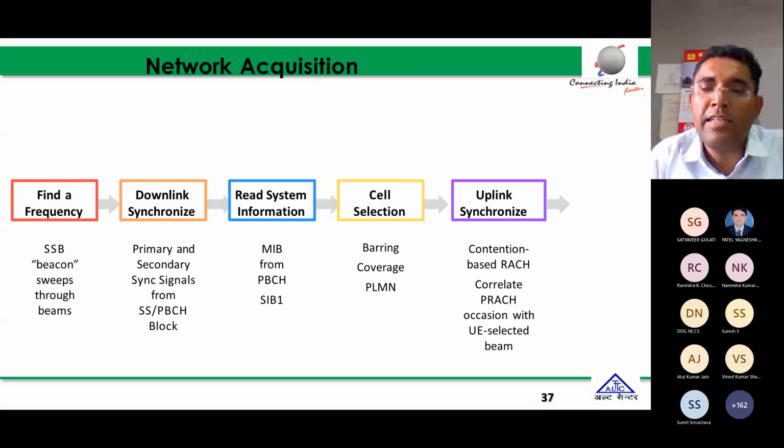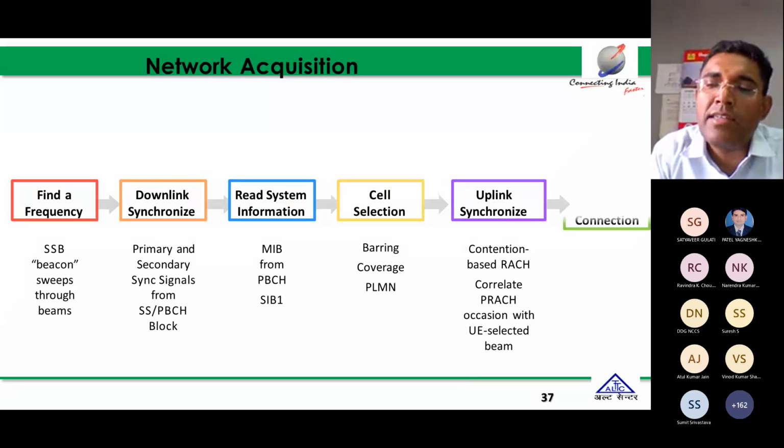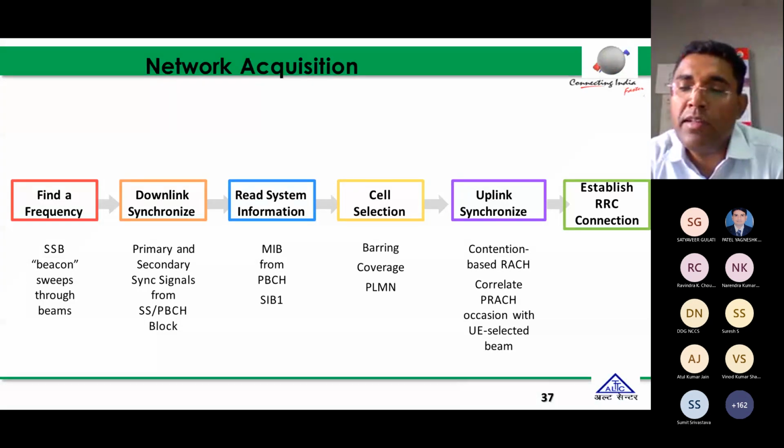And after cell selection, they synchronize in the uplink. That is the contention based RACH procedure. Contention based, and tomorrow we will discuss the different approaches of the random access procedure. For the uplink synchronization purpose, there is the RACH procedure, and then they establish the RRC connection between the UE and the gNodeB.